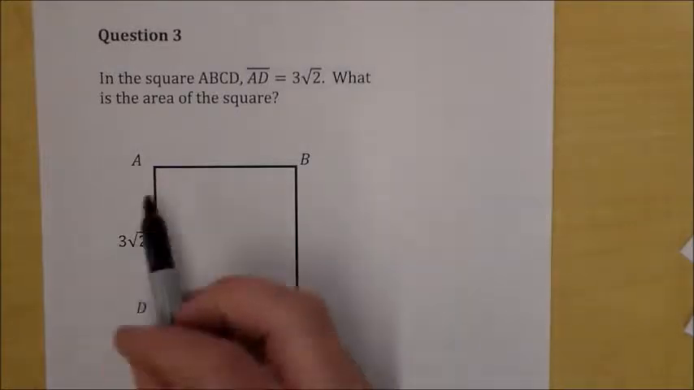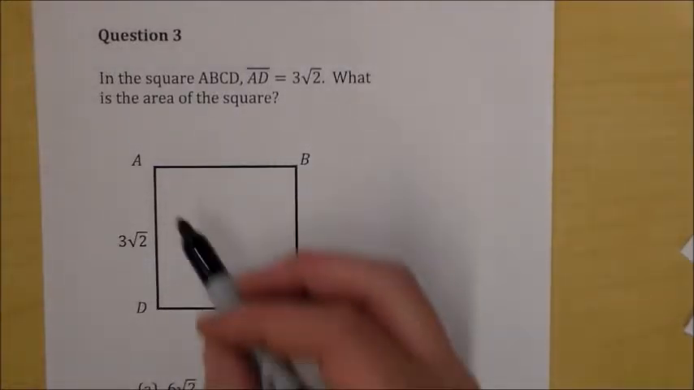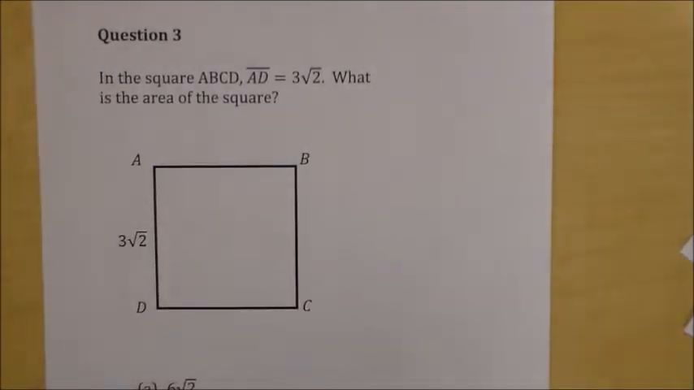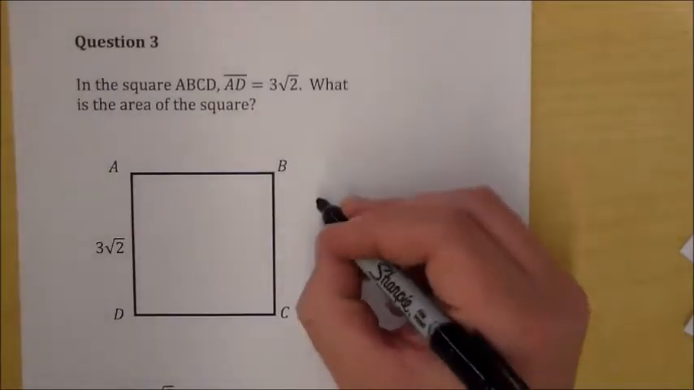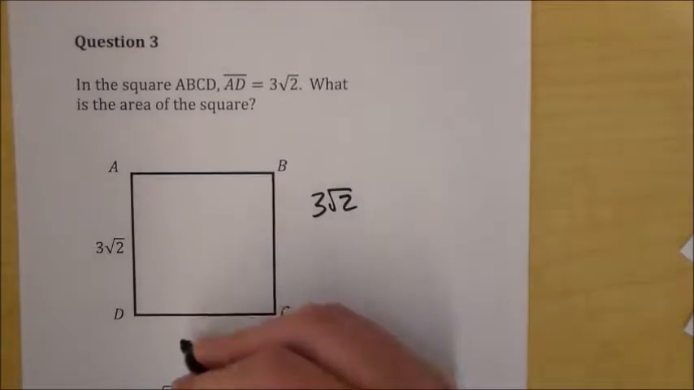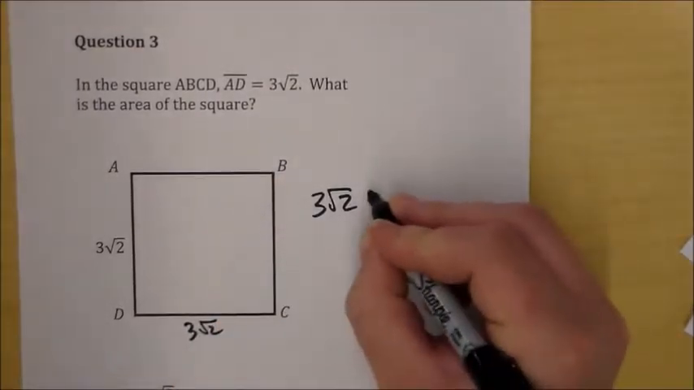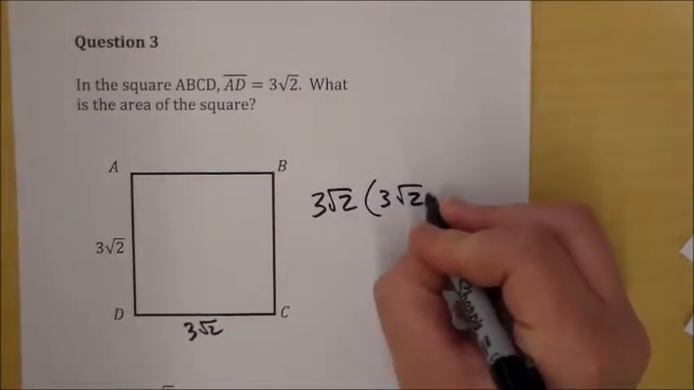Question 3. In the square ABCD, AD equals 3 times the square root of 2. What is the area of the square? Okay, so it's pretty simple, because it's just 3 times the square root of 2, times 3 times the square root of 2.